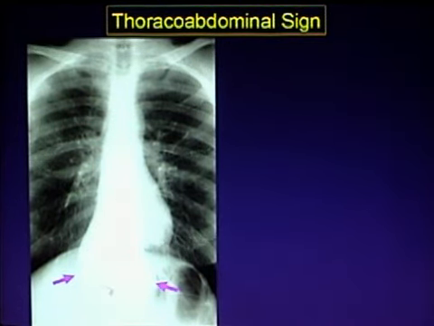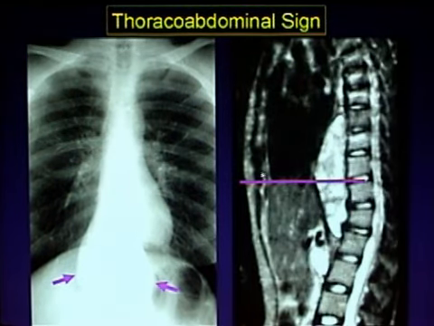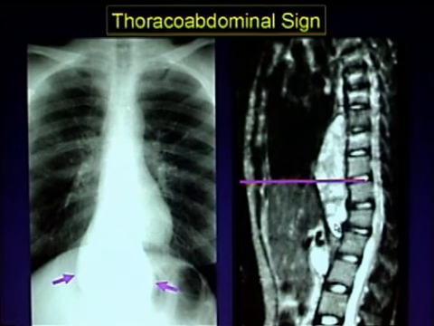Similar thought process applies to the thoracoabdominal sign. If you have a mass which has a sharp margin as it extends below the dome of the diaphragm, you can surmise that this is posterior, where the costophrenic angle extends inferiorly in the back of the hemithorax, and this is a neurogenic tumor posteriorly.